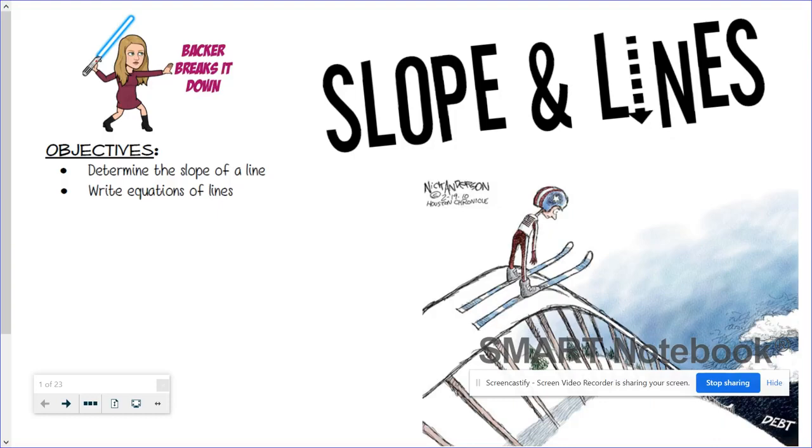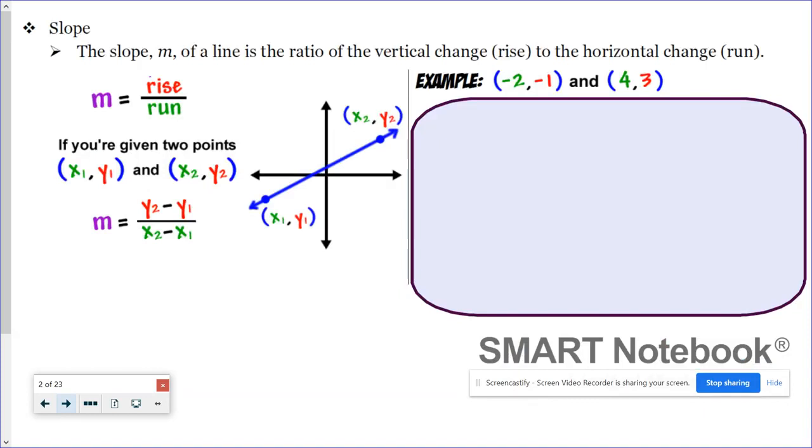Today, we're going to take a look at slope and lines. So we're going to determine the slope of a line given points on the line or given the graph itself, and then we're also going to write equations of lines. But first, let's talk about slope.